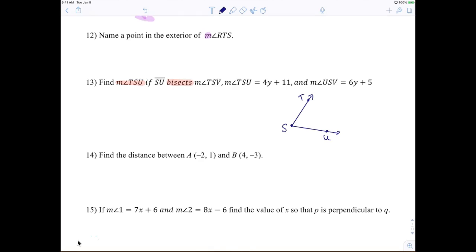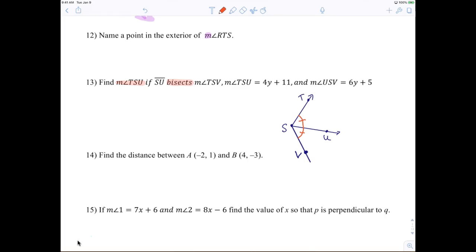So really what I have to do is come over here and draw V. Does everybody agree with that? I'm trying to draw V so that when you say SU bisects TSV, this is how you represent that. Can you understand that SU bisects TSV? Everybody see that?